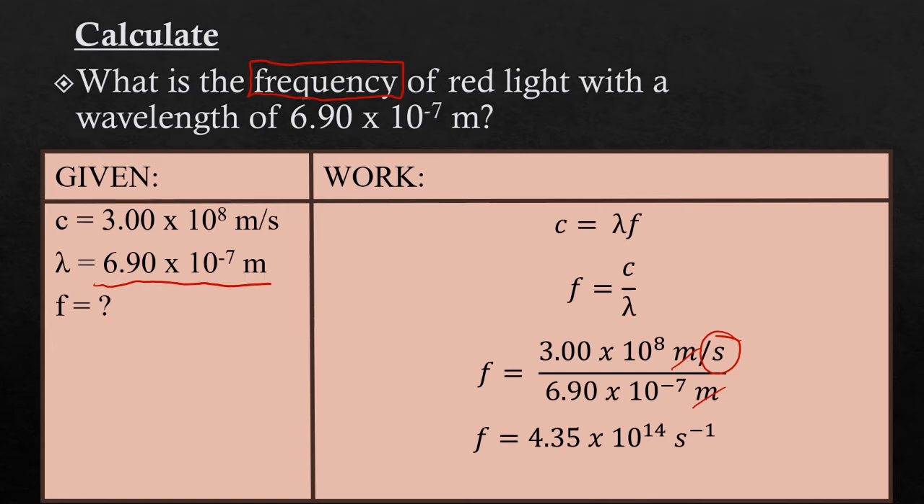And remember, when we have scientific notation, I just like to ignore the times 10 when counting the sig figs and count this. So we have 3 sig figs. That is why the answer is 4.35 times 10 to the 14th inverse seconds.